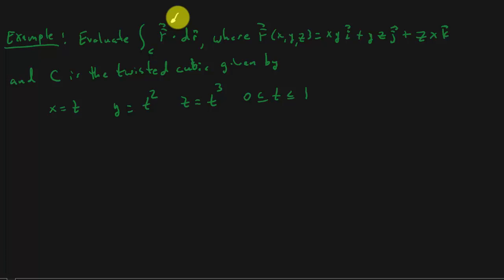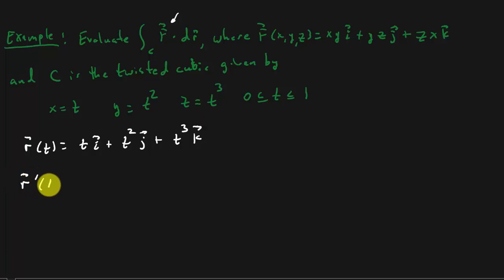So we need to get r, we need to get F. Well, they gave us F, and they gave us r also, but we know that r of t, so what is r of t? r of t is t vector i plus t squared vector j plus t cubed times vector k. All right, that's your x, y, z. And there's r. And we've got r prime of t is i plus 2t j plus 3t squared k.